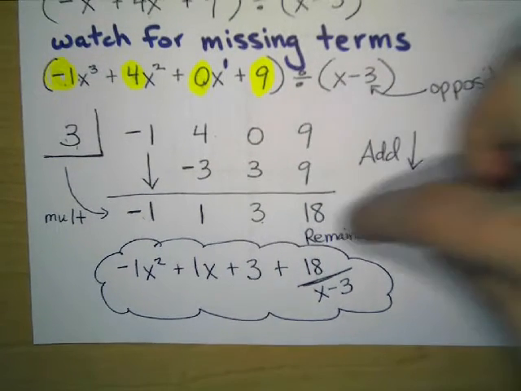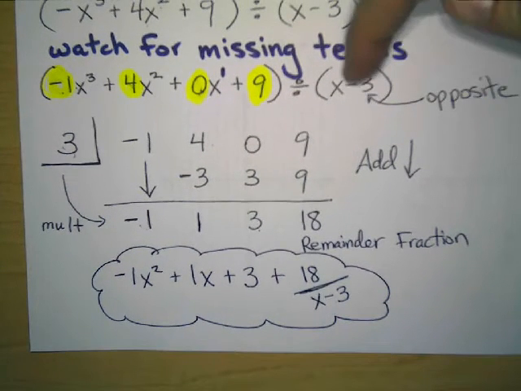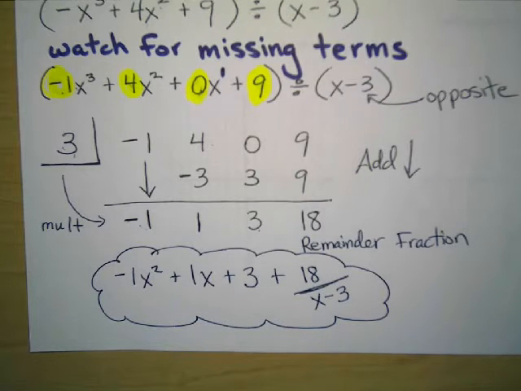So the remainder is a little fraction at the end: 18 over the x minus 3 from where we started.